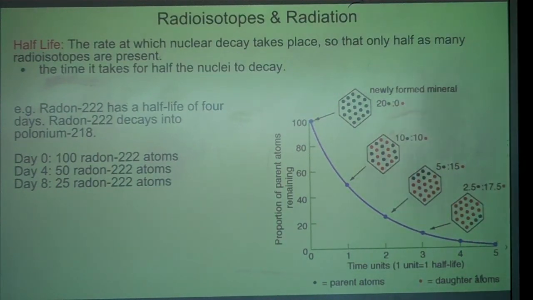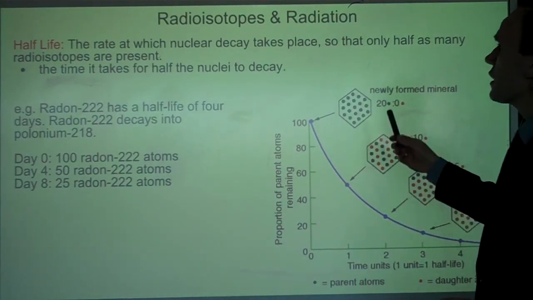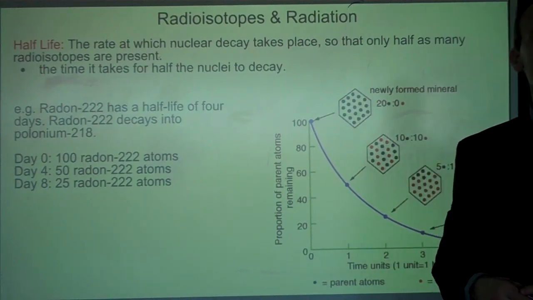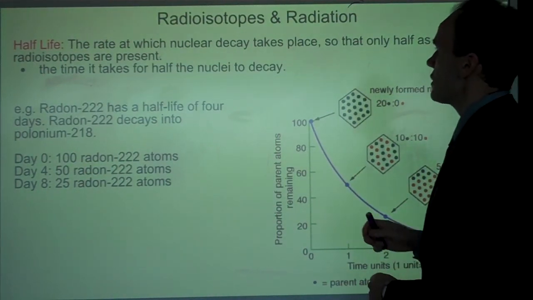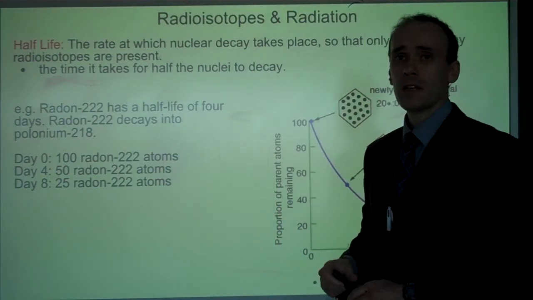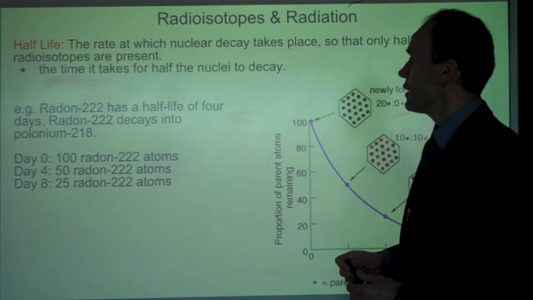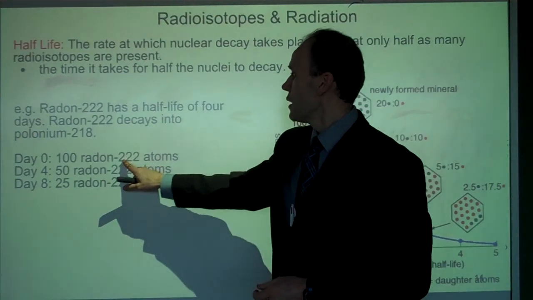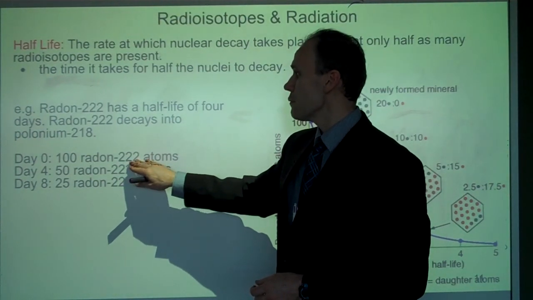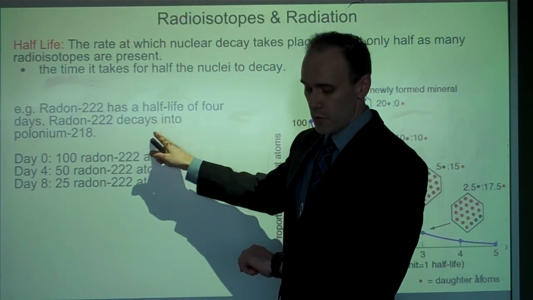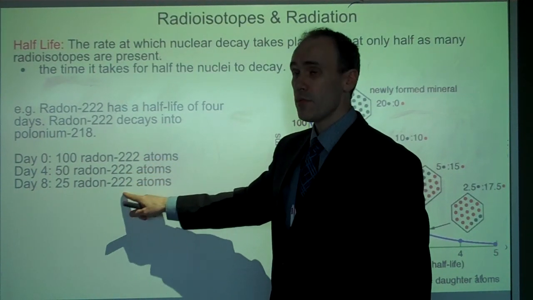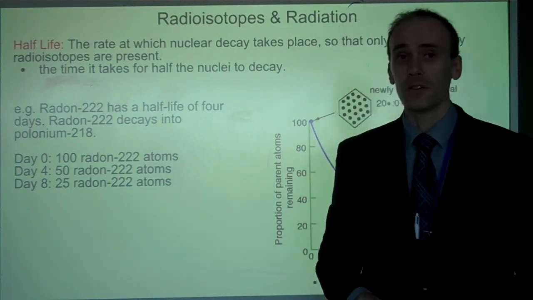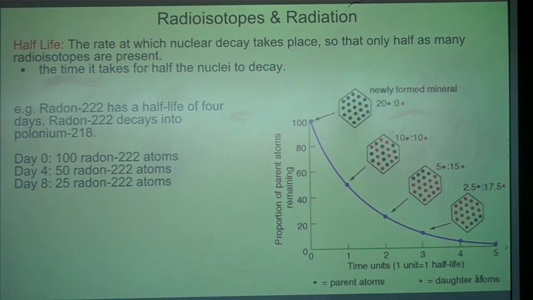Half-life is the rate at which nuclear decay takes place, so that only half as many radioisotopes are present. Okay? So it's the time it takes for half the nuclei to decay. So in the example of radon, at day 0 you have 100 atoms. Because it has a half-life of 4 days, after 4 days you're down to 50. After another 4 days you're down to 25.